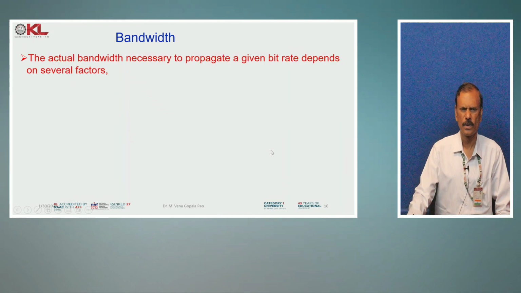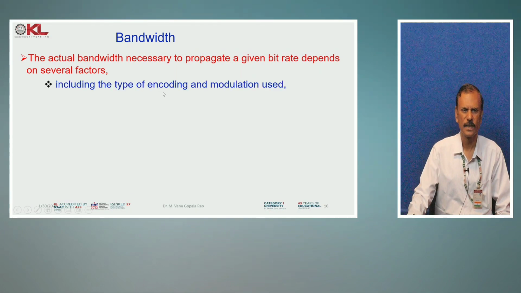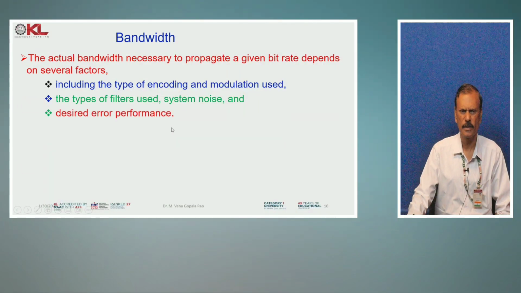And then bandwidth, an important thing in a communication system. Digital transmission bandwidth is a crucial point. The actual bandwidth necessary to propagate a given bit rate depends on several factors, including the type of encoding and modulation used, the type of filters used, system noise, and other desired error performance. So these are the factors that define the bandwidth.